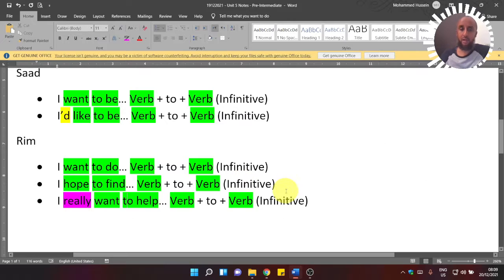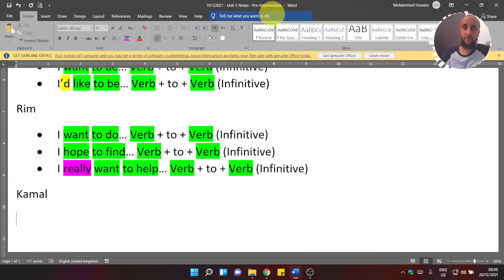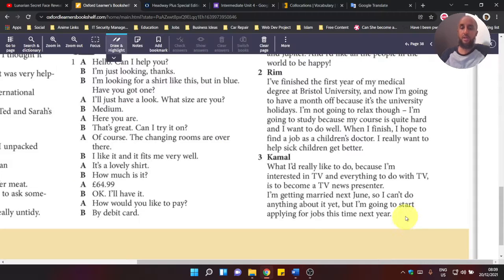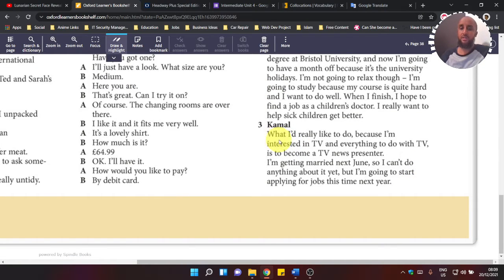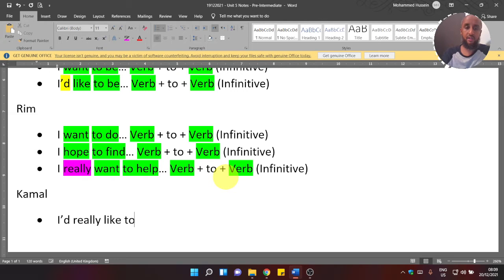Let's look at Kamal now. Let's find out some more verb patterns from Kamal. Okay, so we're going to write Kamal. I'm going to write another bullet point. So Kamal's story, what's his story? It says, what I'd really like to do. Straight away here, I'd really like to do. Okay, this is another pattern here.